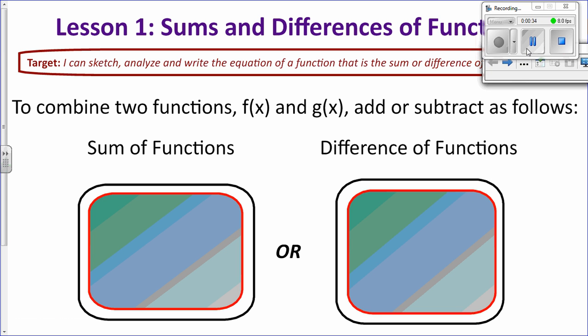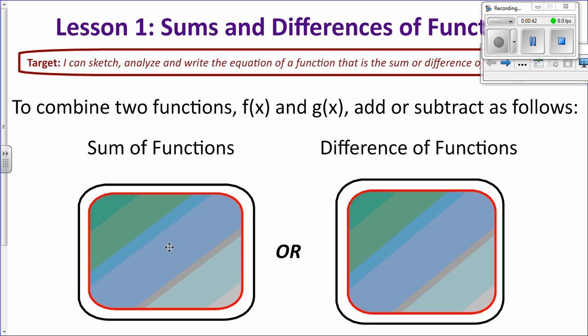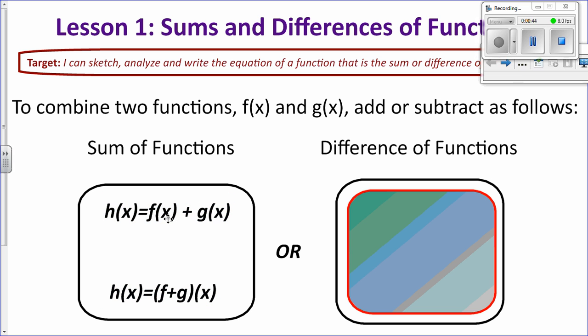So if I have two functions, say let's call them f of x and g of x, and I want to find either the sum or the difference, I'm simply going to take f of x plus g of x. That's going to give me some new function, h of x. Down here we have another way to write it. H of x equals, in brackets, f plus g of x. Remembering that f of x or g of x are simply some sort of equation with a y equals.